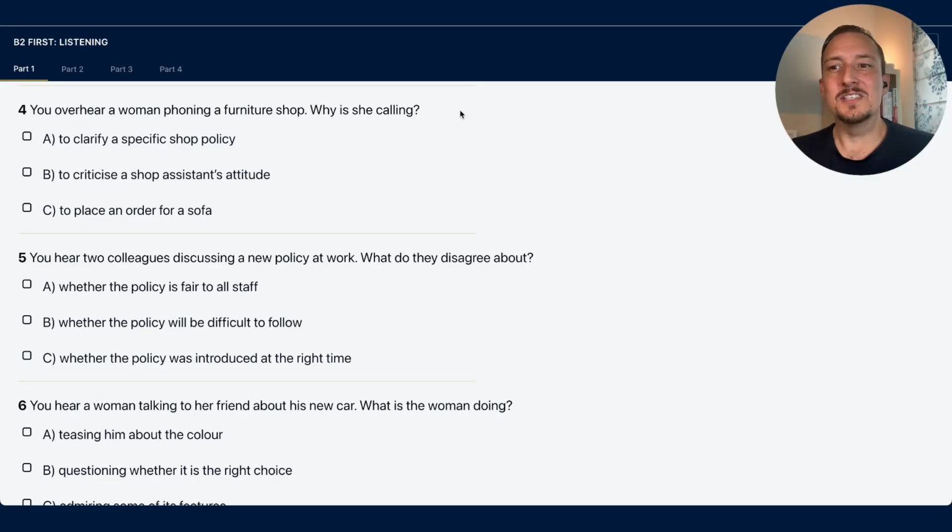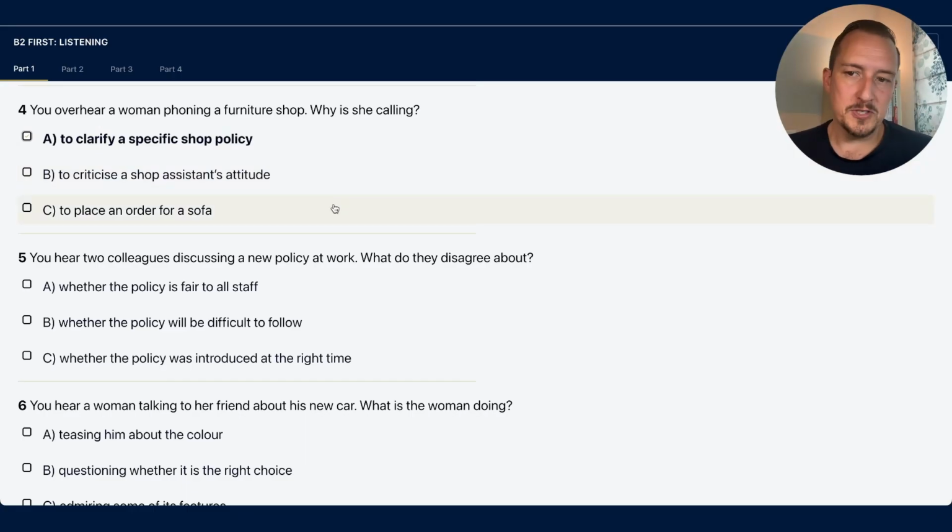Okay, the correct answer for number 4 is A, to clarify a specific shop policy. Now, at the beginning of this script, she talks about the shop assistant, but she doesn't criticize the shop assistant's attitude. So she doesn't say the shop assistant was really rude or the shop assistant didn't care. Rather, the shop assistant didn't know about this policy, even though it was on the website. So she's not criticizing the attitude of the shop assistant, so it's not B.